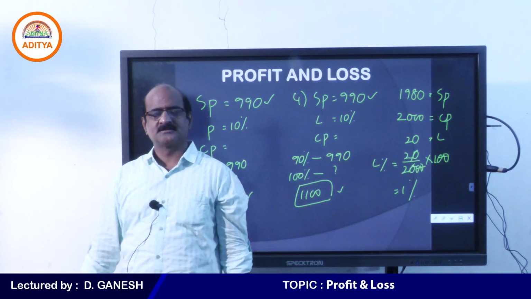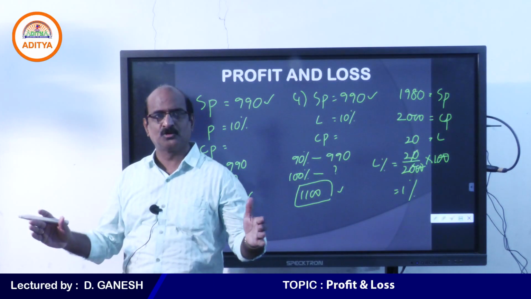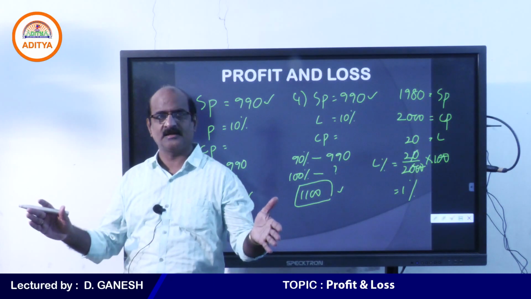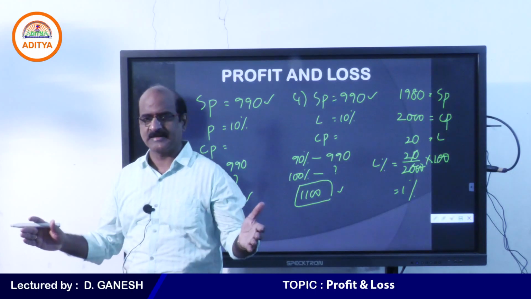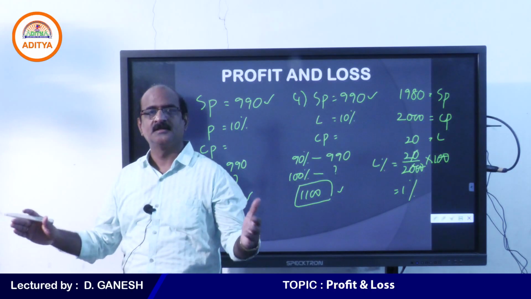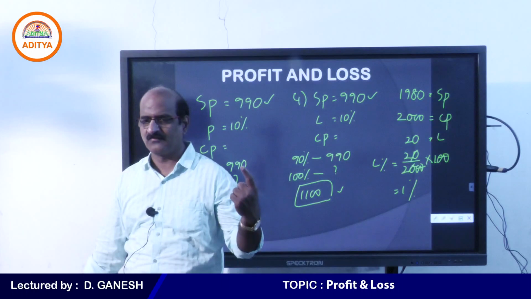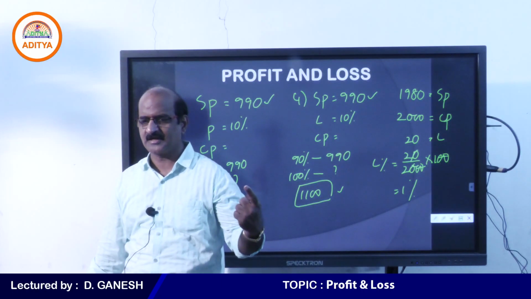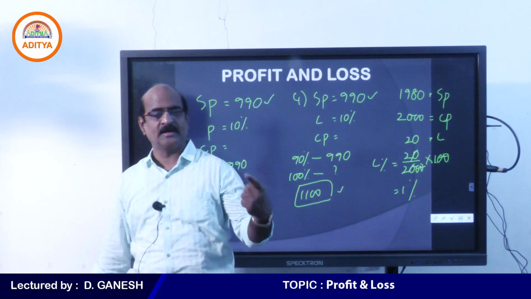I hope you understand this, because the selling price of both the items is 1980 and the cost price is 2000. Therefore, there is a loss of 1%. Student, do you understand that? Now, please look at that.